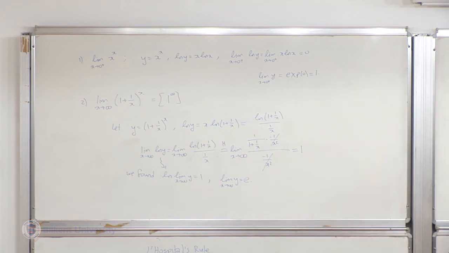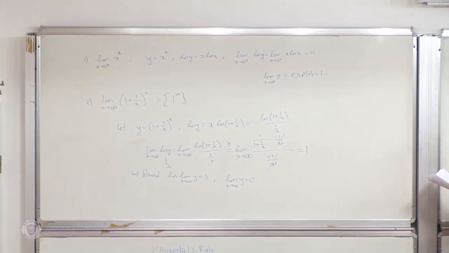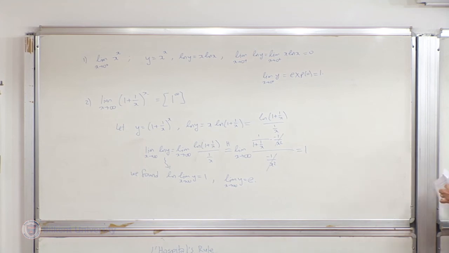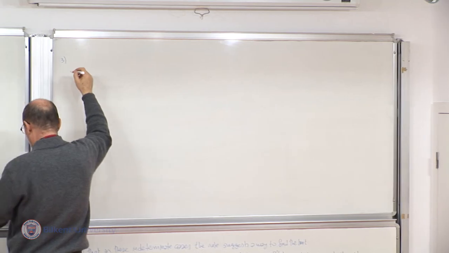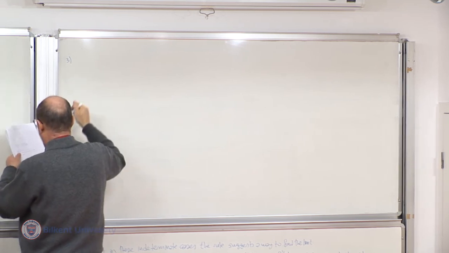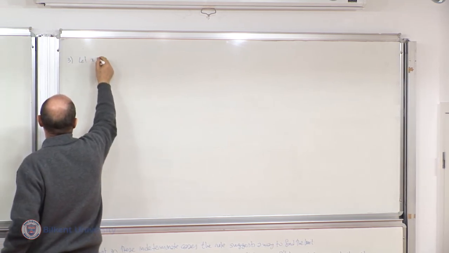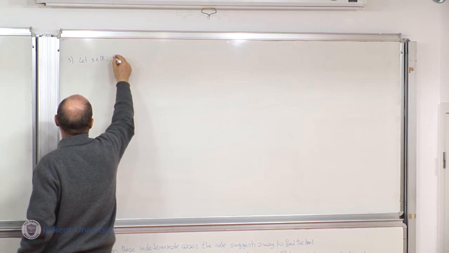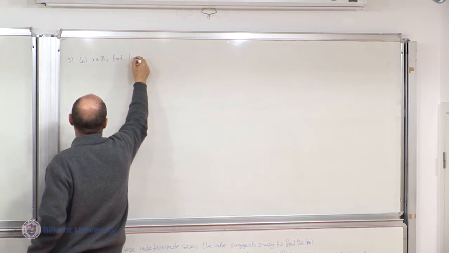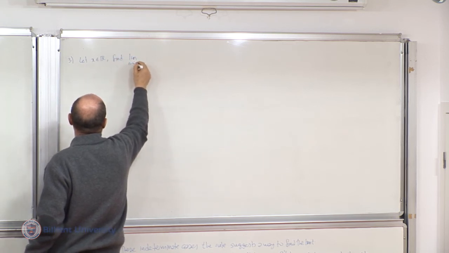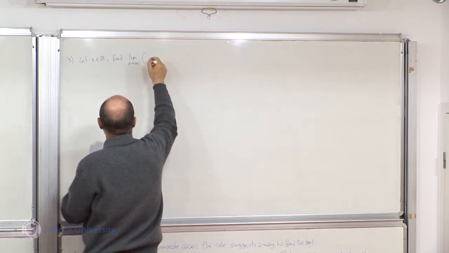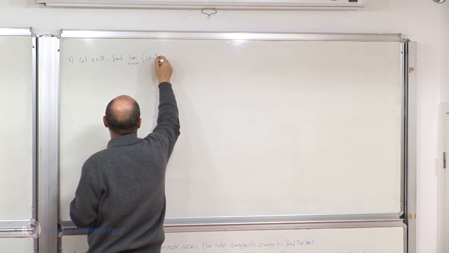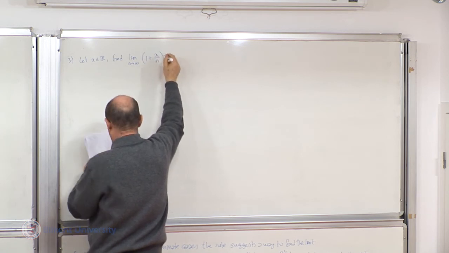So how you do this is the following. This is the more famous way of calculating this. Let x be any real number, find the limit as n goes to infinity. In this case, n is an integer. So this is more suitable for doing calculations with a computer, etc.